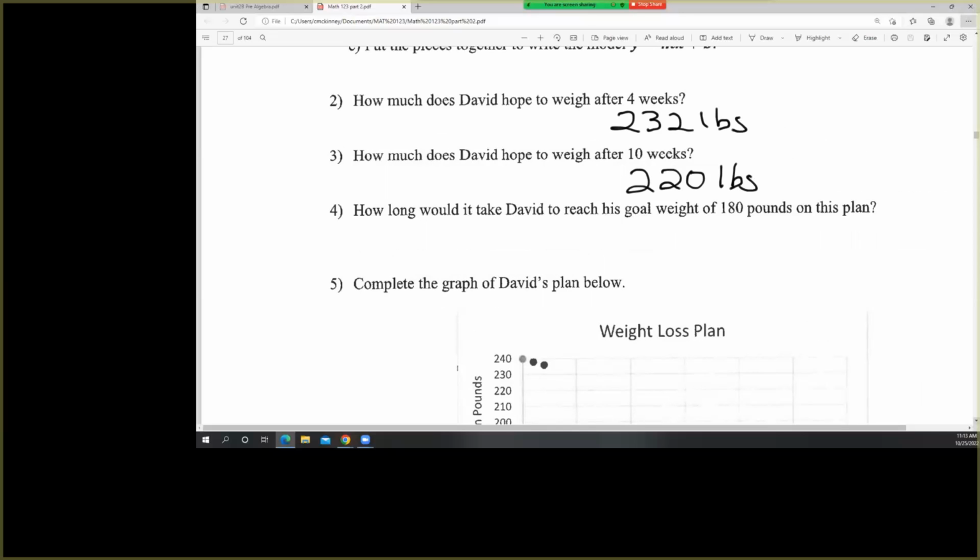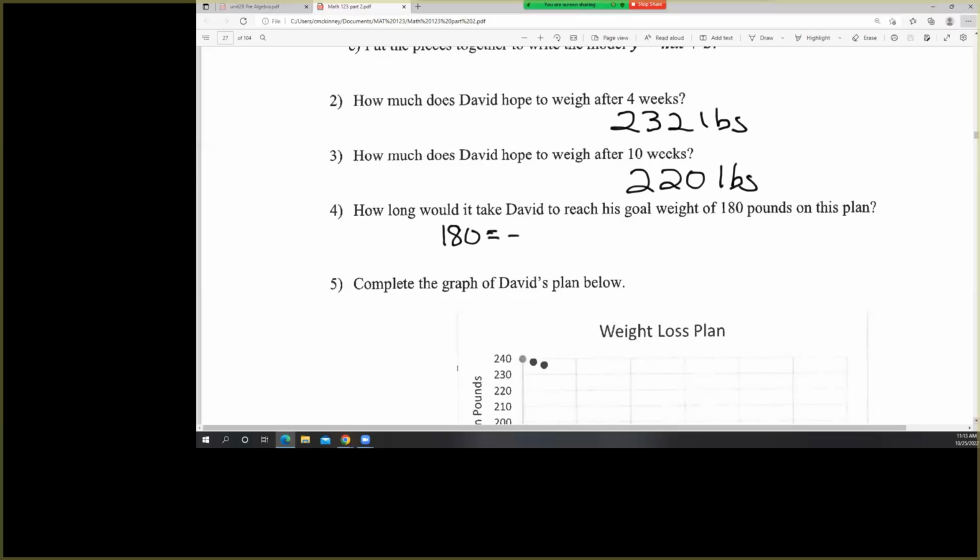So David's goal weight is 180 pounds. How did you get 30 weeks? 10 weeks and 10 weeks, 20 pounds. So another 10 weeks would be 40 pounds. Another 10 weeks would be 60 pounds. Okay. How did you think about it, Randy? I put 180 as the y to solve the equation. There we go.